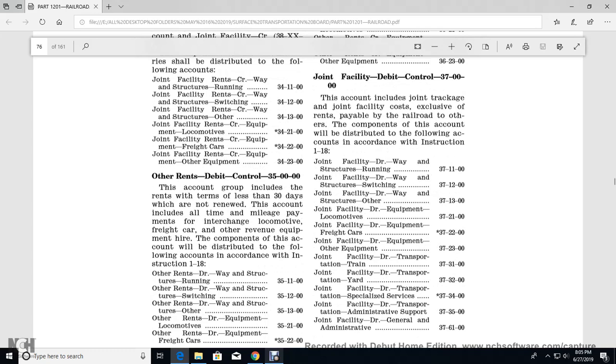The other rents for the debit, the control of the 350000, the account group that includes the rent for a term of less than 30 days which are not renewed, that can go with the hotel time and the mileage payment, the interchange, the locomotive, the freight car, and the other types of equipment that have the components of the account distributed to the following accounts for the carriers with the instruction 118.